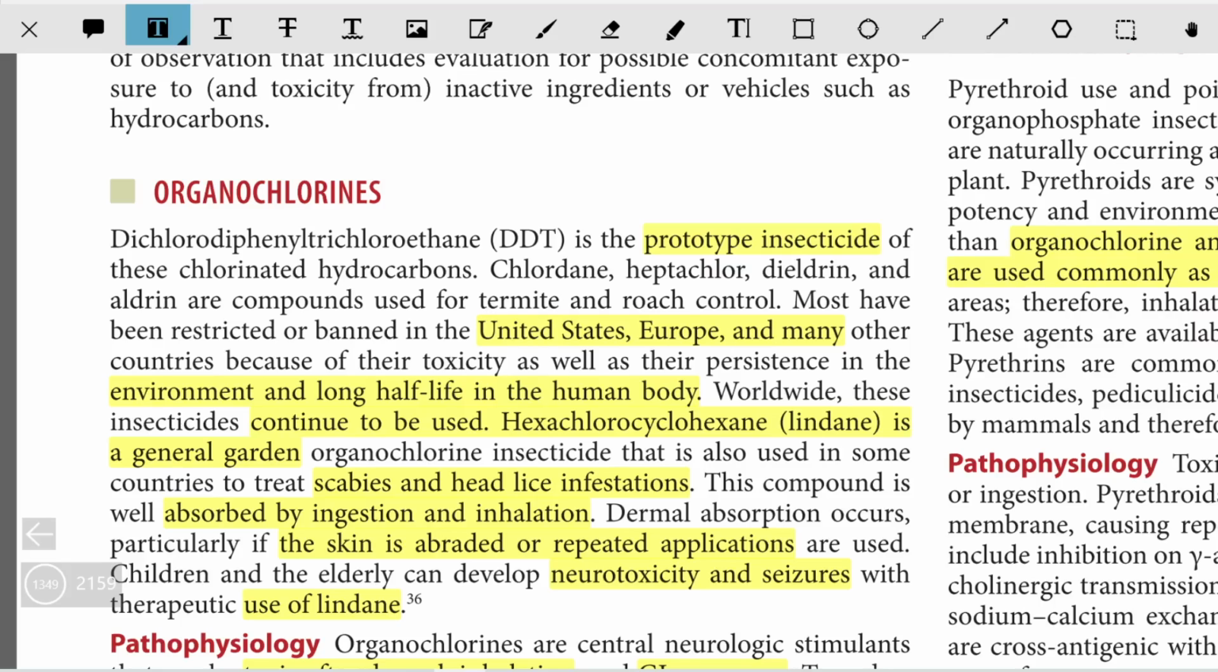Most have been restricted or banned in Western countries like the US, Europe, and many other countries because of the persistence in the environment and a long half-life in the human body. There is a term called biomagnification, which means the persistence and the accumulation of organochlorine compounds in the hierarchy of the food chain.